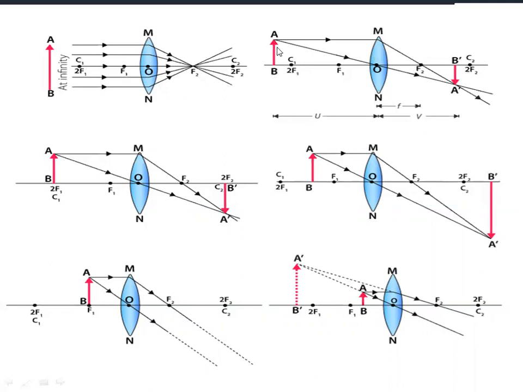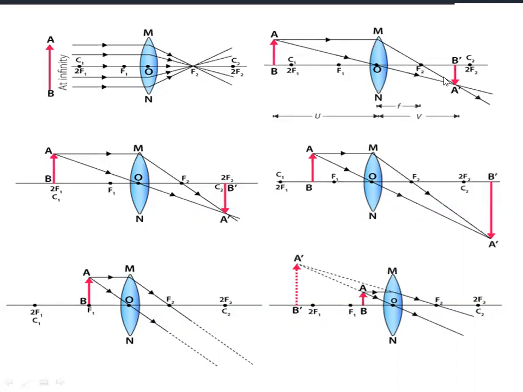Beyond C, beyond 2F, the object is kept. The object is A and B. The arrow mark is given as the object is erect. The ray which is going parallel to the principal axis hits the lens and passes through the second focus, going over here. One more light ray goes through the optical center without any deviation, crossing over here. These two rays meet at a particular point where the image is formed.